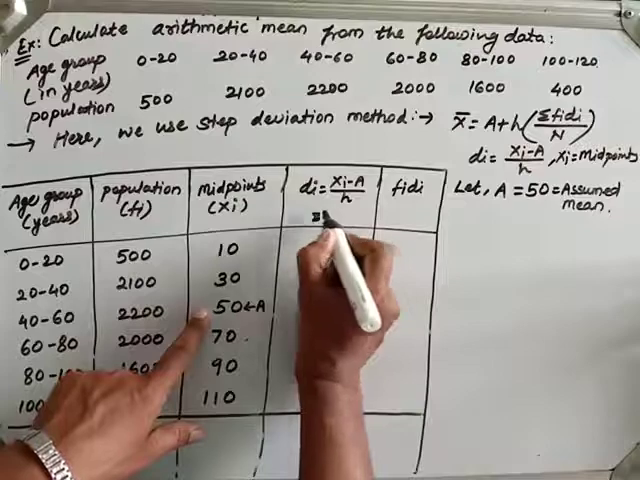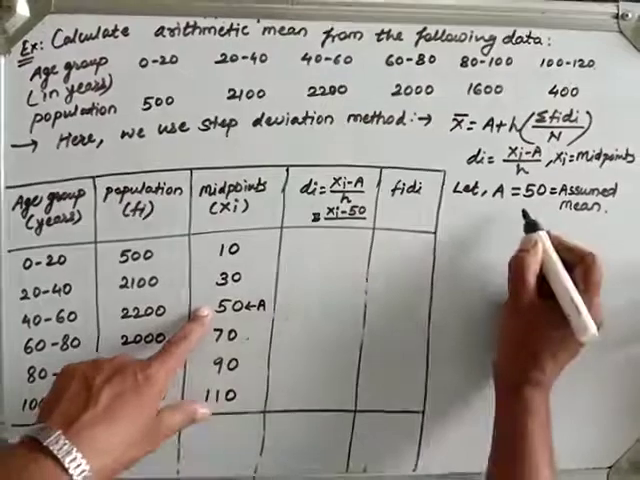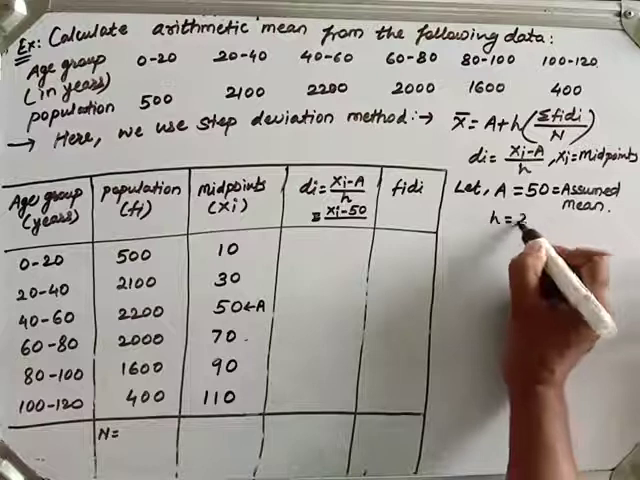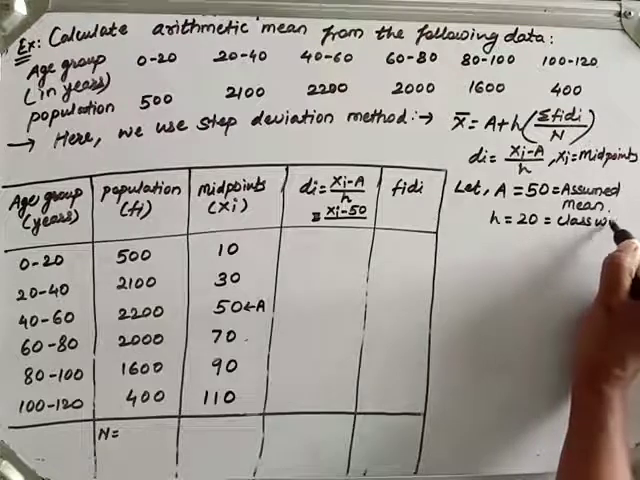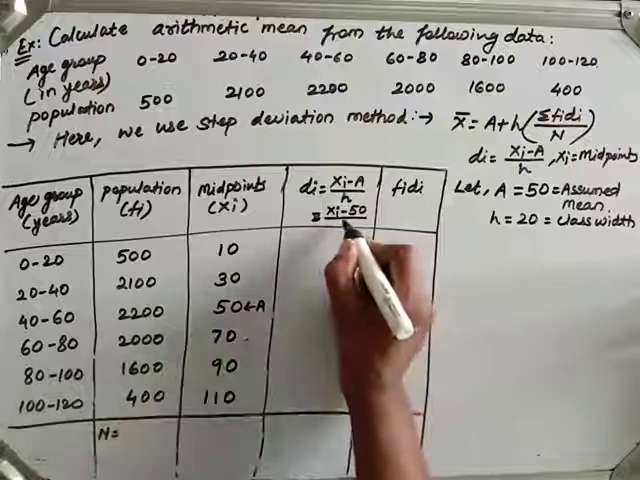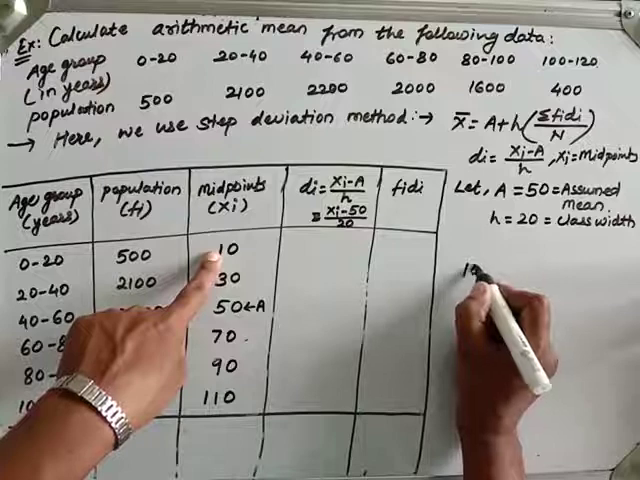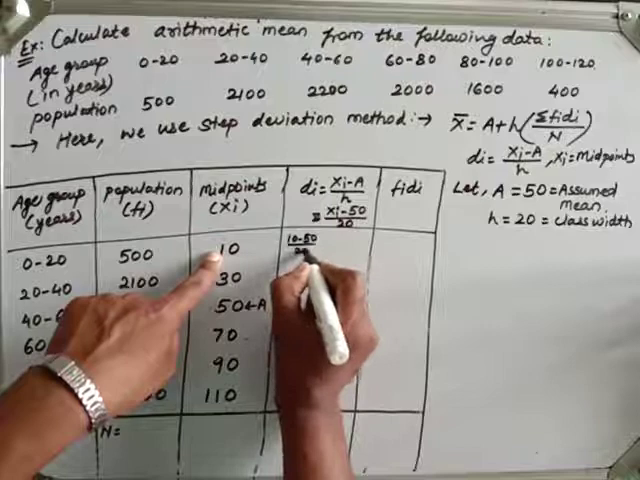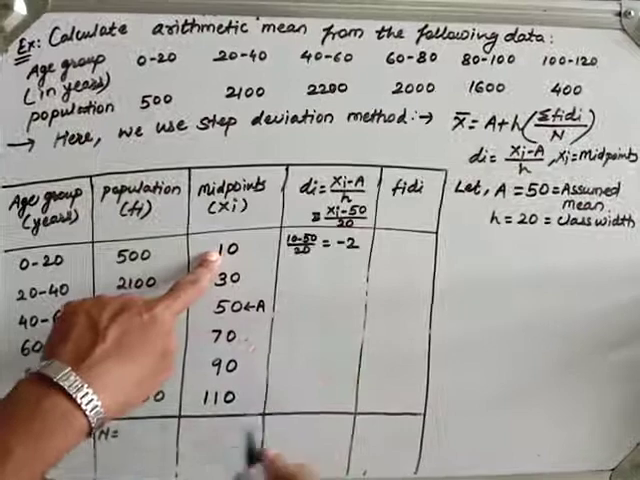So here I will use the formula xi minus 50 upon h. H is how much? H will be 20. H is 20. This is the class width. Fine. Now let us determine each di. This is upon 20. So here I will write 10 minus 50 upon 20. So it will be minus 40 upon 20. So that will be minus 2.